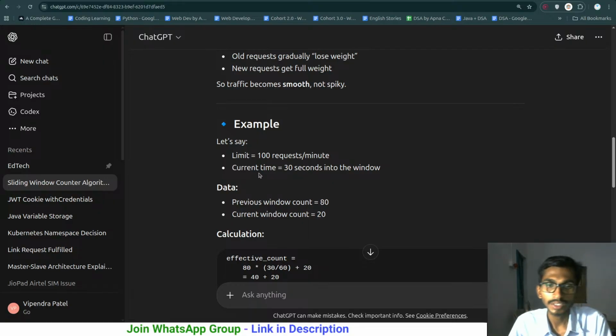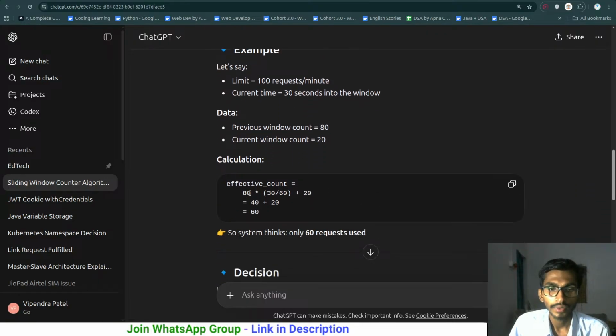Okay, it is simply telling me about the number of requests. So the total limit is 100, and the current time is 30 seconds. In the previous window there are 80 requests. In the current window there are 20 requests right now. So effective is 80 times 30 by 60, 30 by 60. Now what is this plus 20?